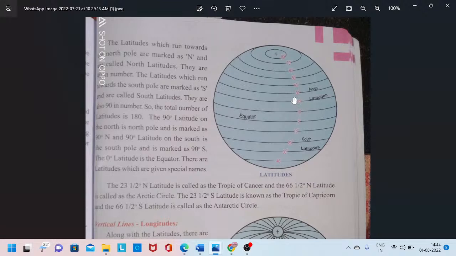Okay, on my cursor, the 23 and a half degrees north latitude is called the Tropic of Cancer. Somewhere here is the Tropic of Cancer. And in the same way, 66.5 degrees, somewhere here. So 66.5 north latitude is called the Arctic Circle. I can show you the picture here.